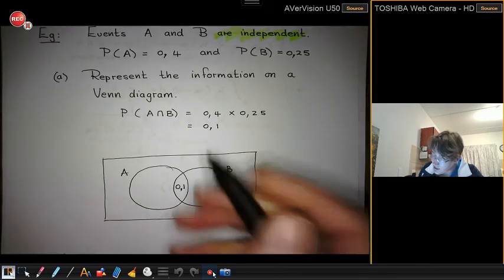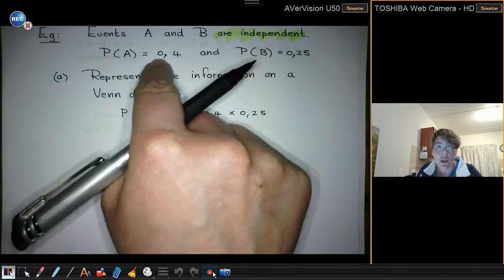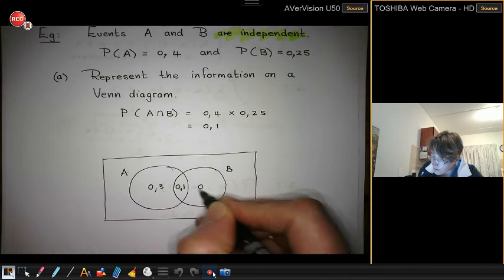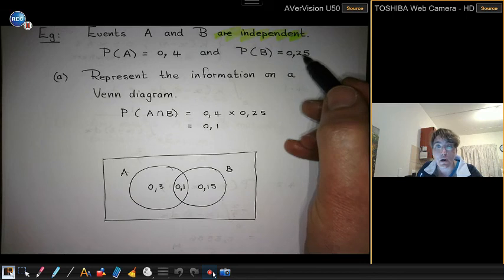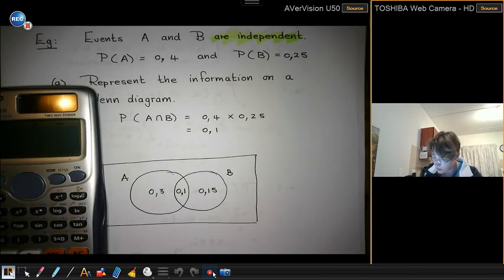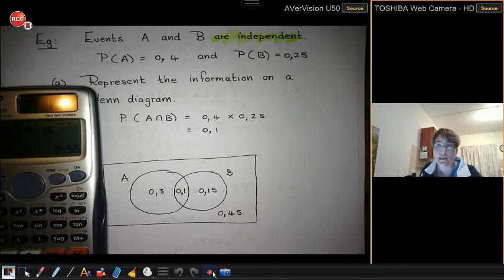And that makes everything so much easier. Because now this needs to be 0,3, so that 0,3 plus 0,1 adds up to the 0,4. That is the total A. And then this one needs to be 0,15, so that 0,1 plus 0,15 is then equal to the 0,25 over there. And then please remember that the entire probability must always add up to 1. So I can go and say 0,3 plus 0,1 plus 0,15 is equal to 0,55, which means over here I still need 0,45, so that these four probabilities add up to 1.